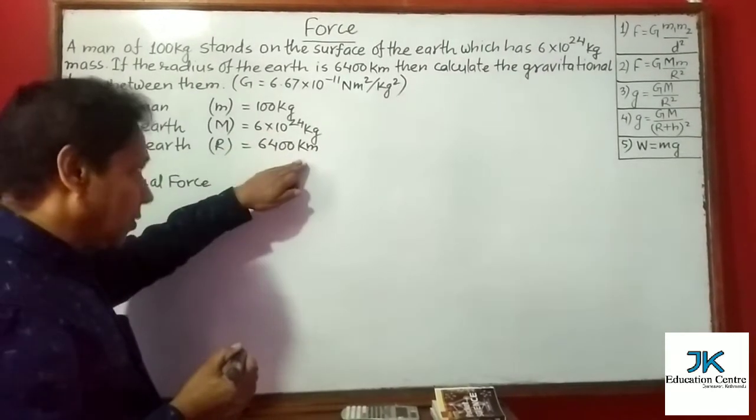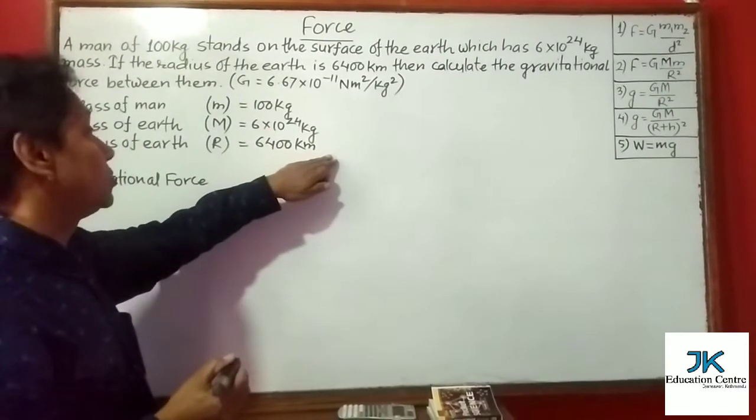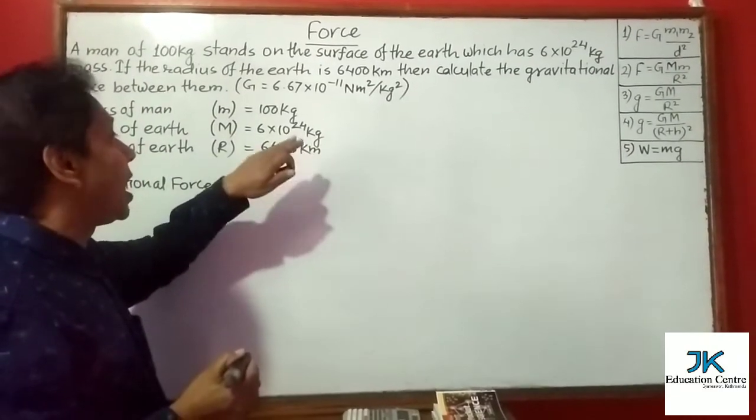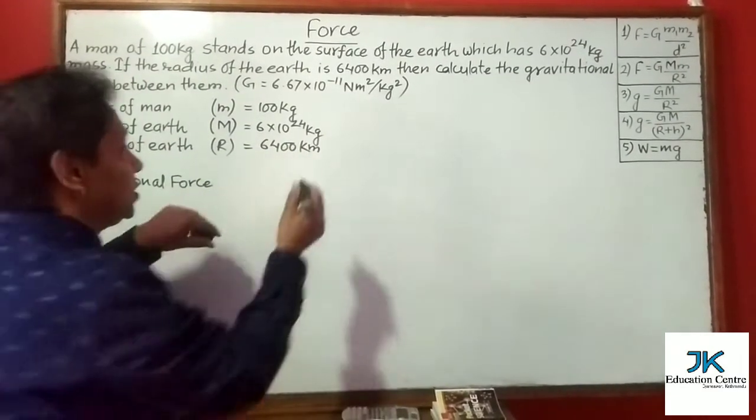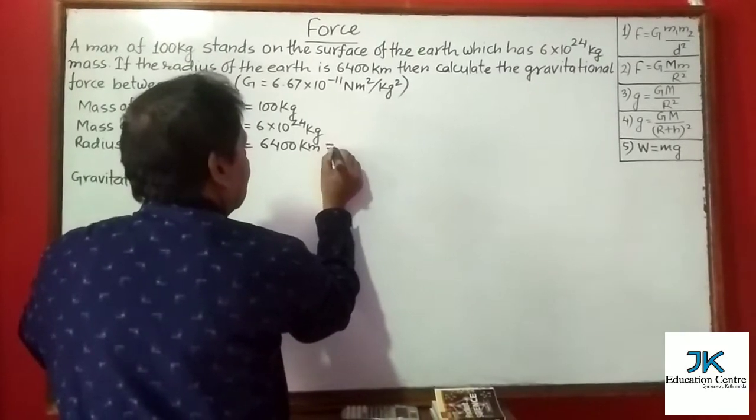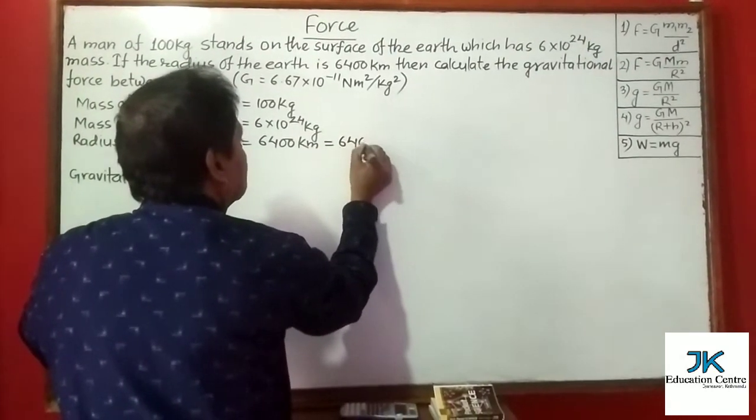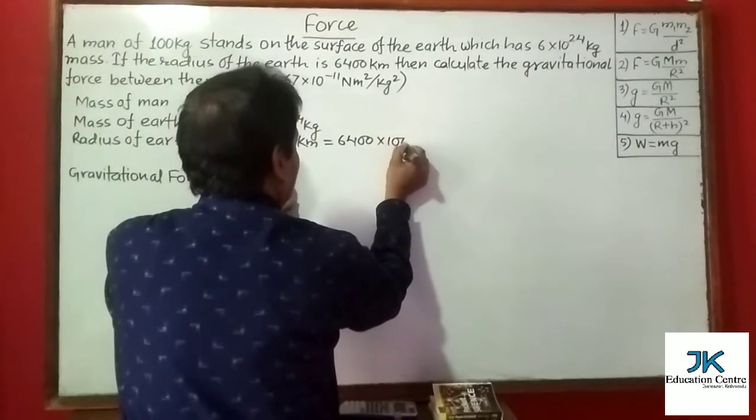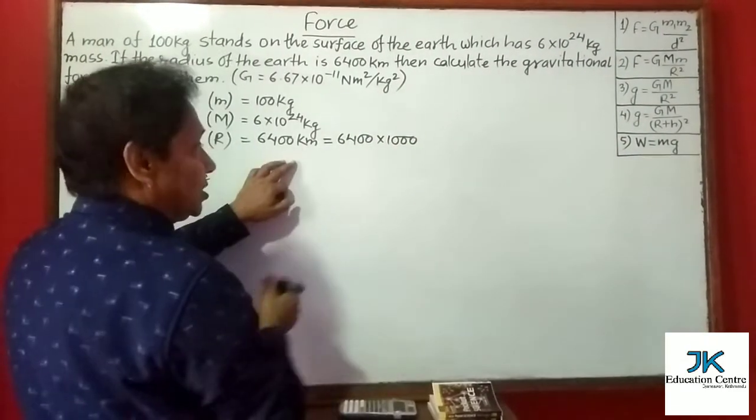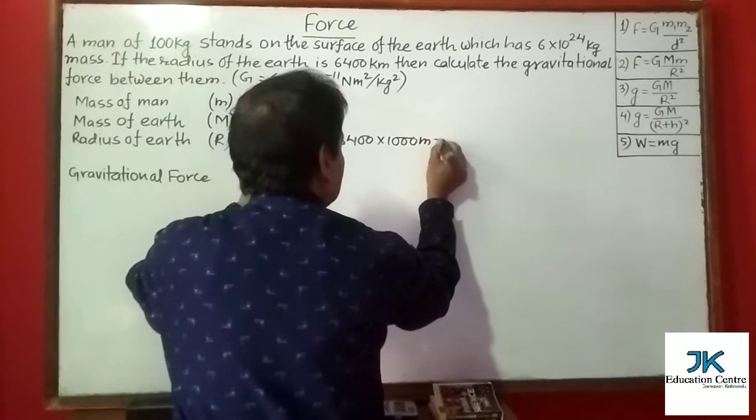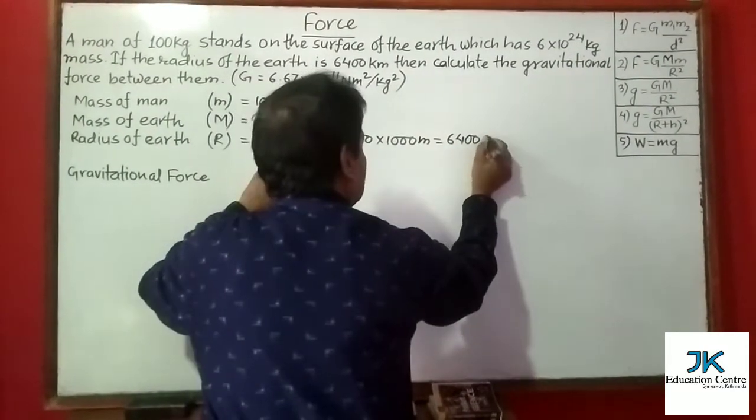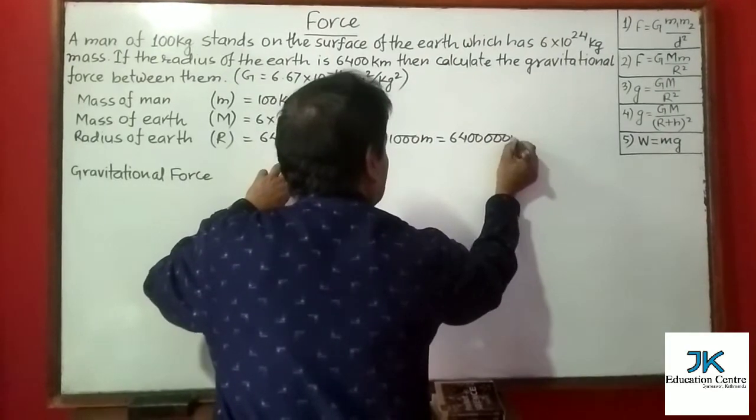I am going to convert this kilometer into meter because we are using the SI system. In the SI system, we use meter as the unit of distance, and this was kilometer. 6400 kilometer can be converted into meter by multiplying it with 1000. This is equal to 6400 and again 3 zeros, and this is meter.